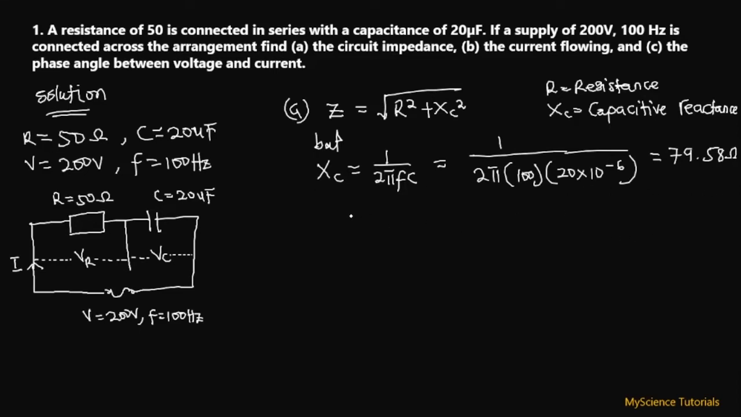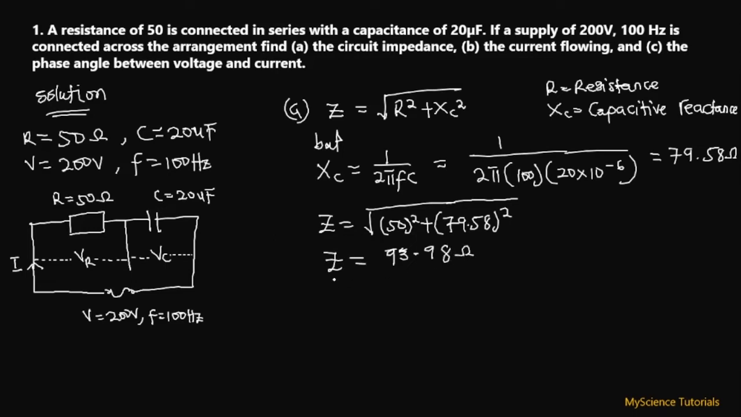So now that we found that, we can go ahead and find our impedance, which is equal to the root of our resistance, which is 50 ohms, so we have 50 squared plus 79.58 squared. Now, if we compute everything over here into our calculator, we are going to get the value for the impedance to be 93.98 ohms as our answer for the impedance for this particular entire circuit.